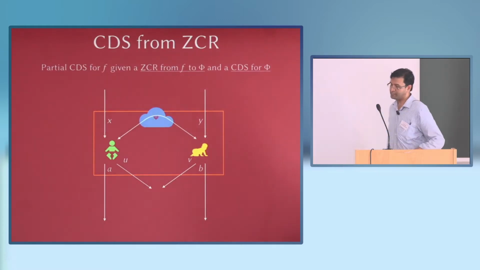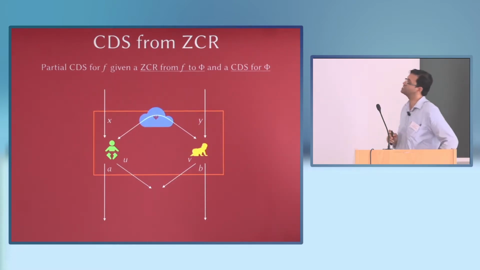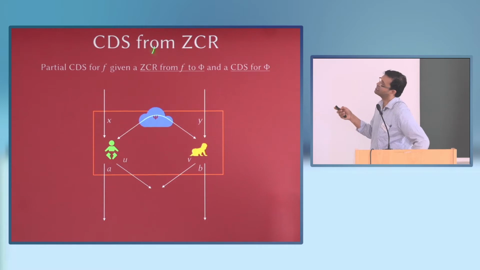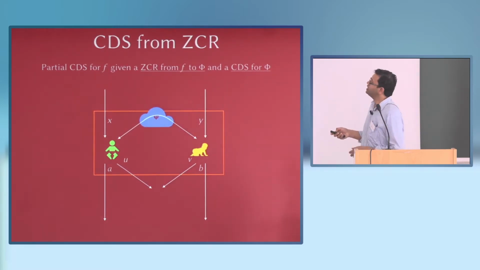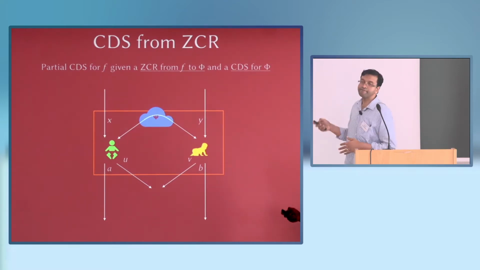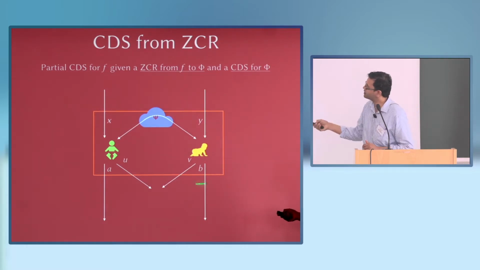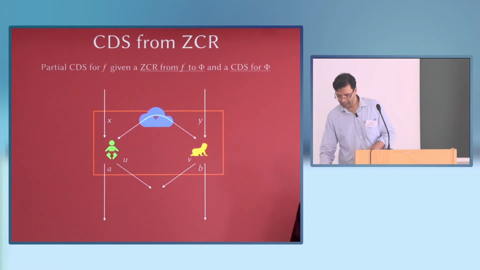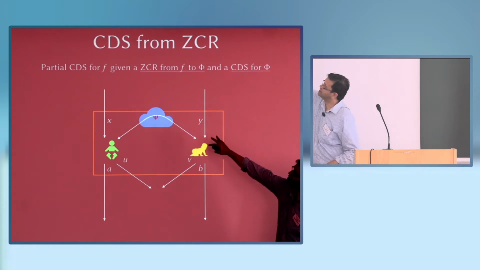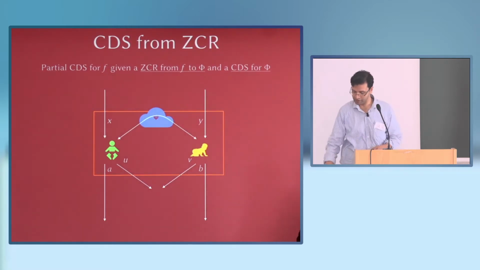Okay, so let me start with the simplest thing. The connection between ZCR and CDS. So given a ZCR from some function f that you have in mind, so it's a predicate f, to some predicate phi. Okay? I'm going to give you a CDS for f. So this is my ZCR, and they are actually sending this u and v to a predicate phi. Well, and so far there is no secret or anything, right? ZCR doesn't involve any secret string that you want to disclose.